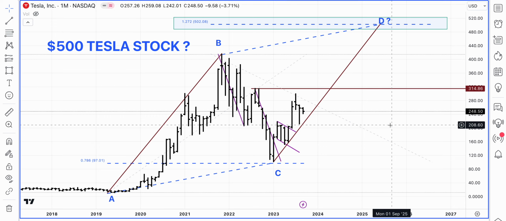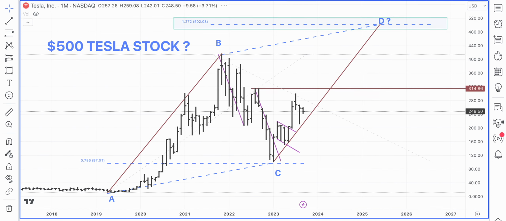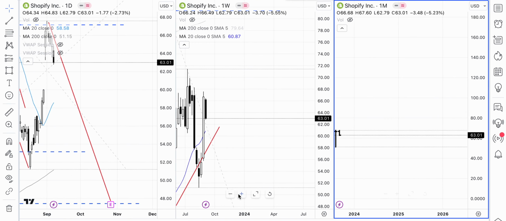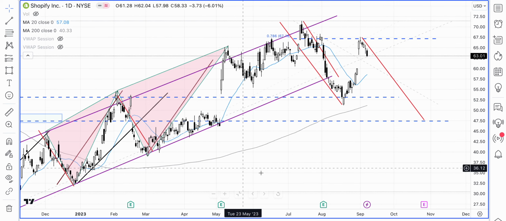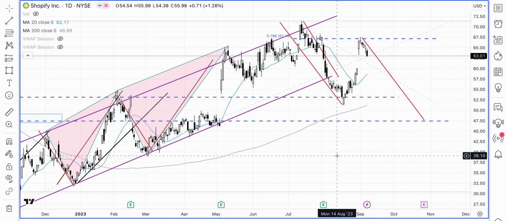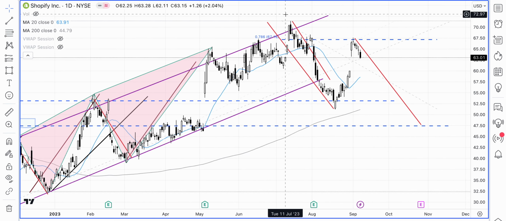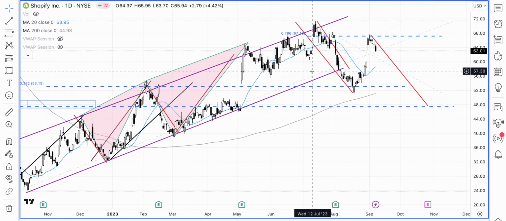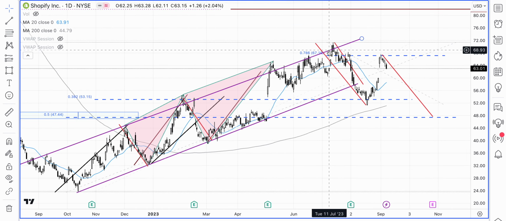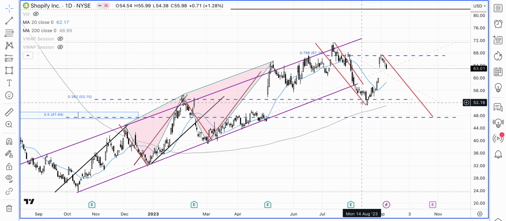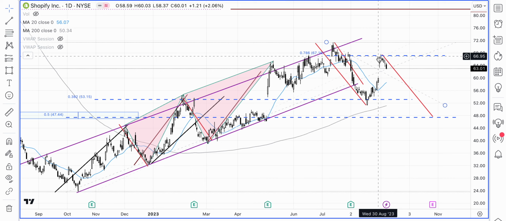Now, I want to keep this video brief, so I'm not going to take a look at all these stocks, but let's take a look at Shopify. Let's go back to the daily chart of Shopify. What we are looking at is that Shopify found resistance from the top of this channel, then it retraced right to the 38.2% Fibonacci retracement. It rallied right up to the 78.6% Fibonacci retracement.